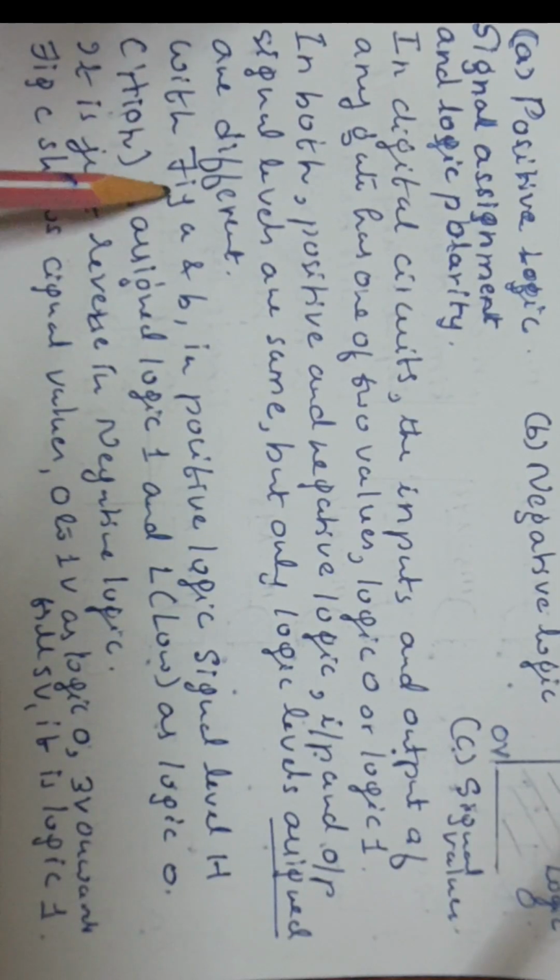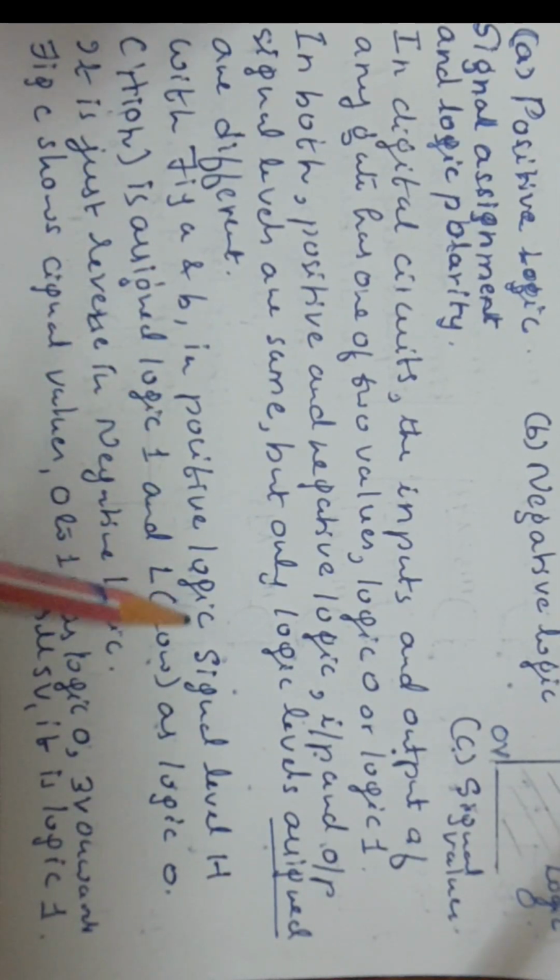Okay. So figure AB in positive logic, signal level H, that is high, is assigned logic 1 and L, low, as logic 0. It is just reverse in negative logic. Figure C shows signal values 0 to 1 volts as logic 0. 3 volts onwards till 5 volts it is logic 1. But in general in digital electronics, how do we speak? Logic 0 means 0 volts. Logic 1 means 5 volts.